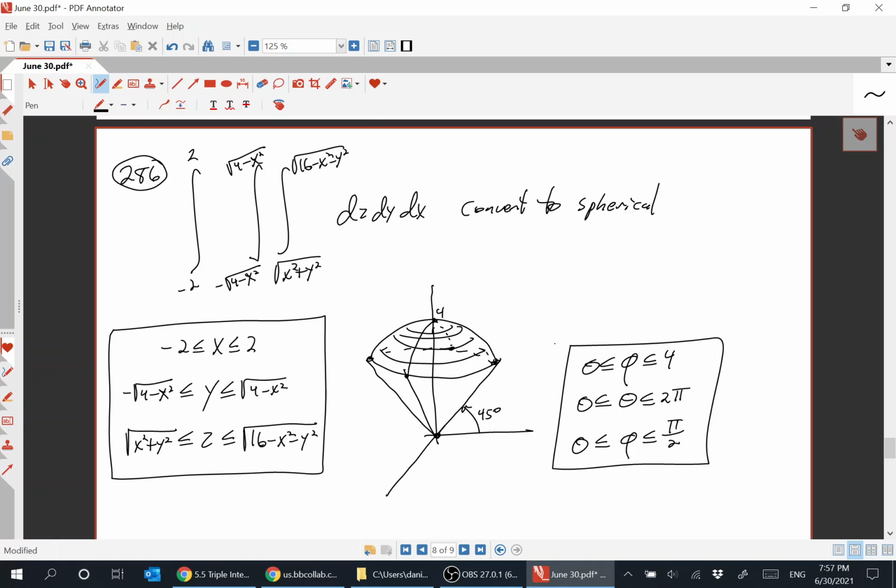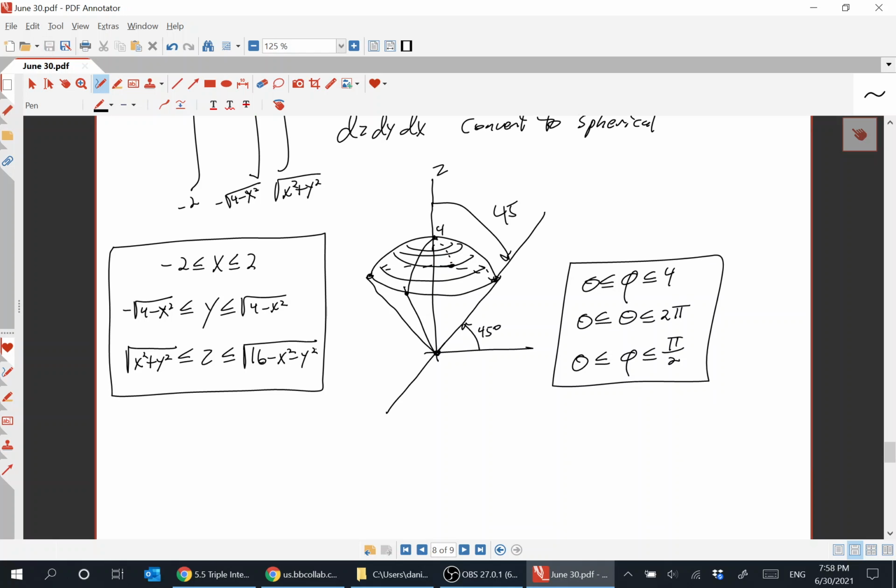Right, because that angle is 45, so this angle is 45 as well. Whereas with that other problem, the angle here was 30, so the angle down here was 60. Remember, phi is measured from the positive z-axis declining downward.